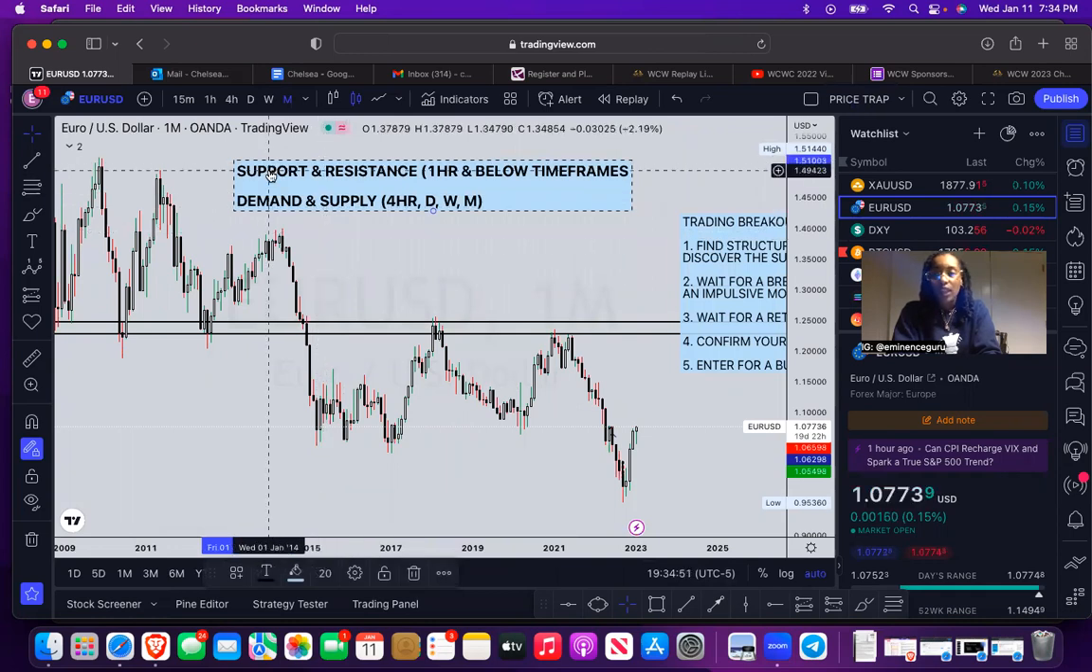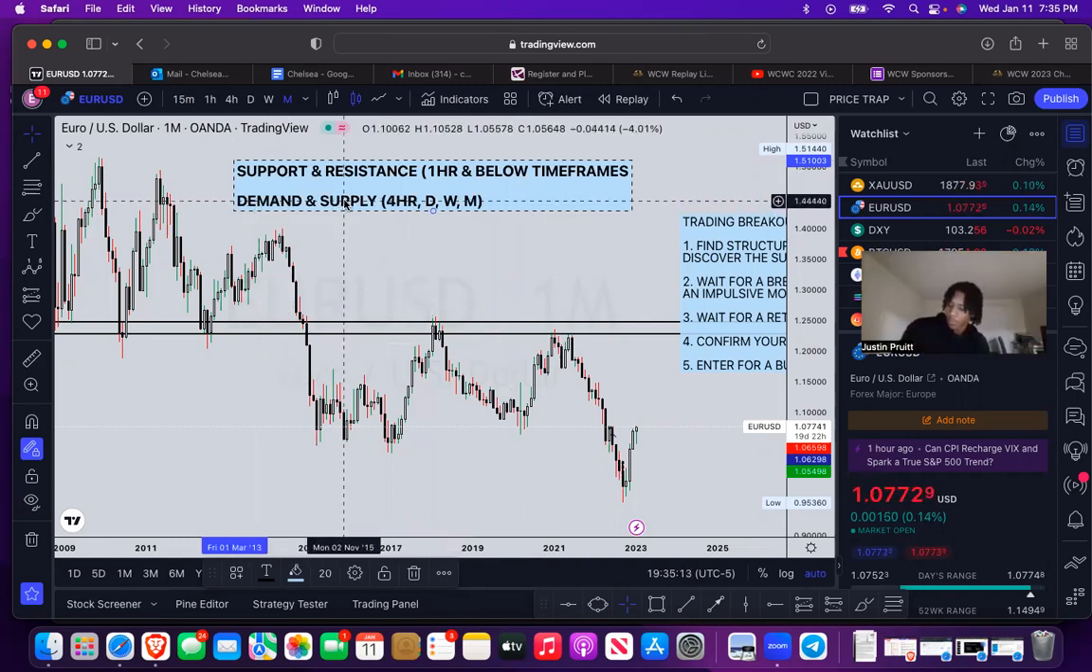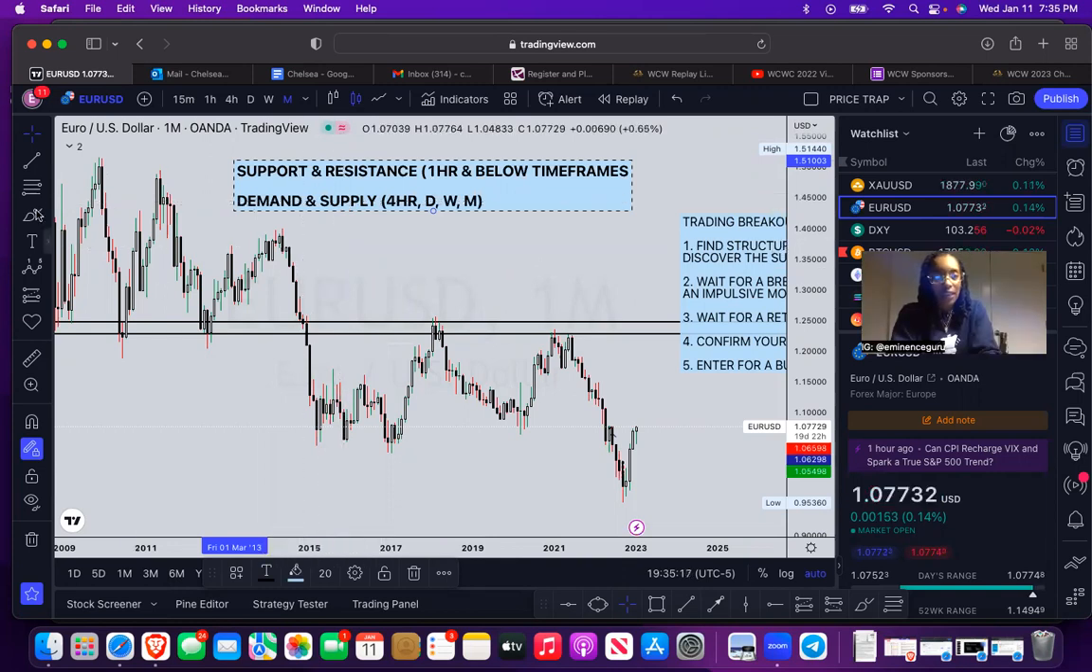Support is where buys happen. Resistance is where sales happen. Demand is also where buys happen. Supply is also where sales happen. Why do we switch the name if it still means the same thing? On higher time frames, you're going to get bigger buyers and bigger sellers. And all I mean by that is this.